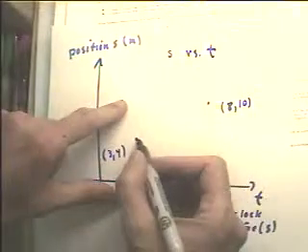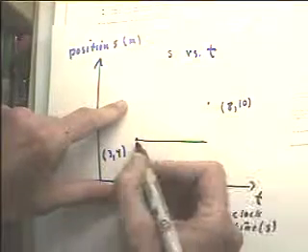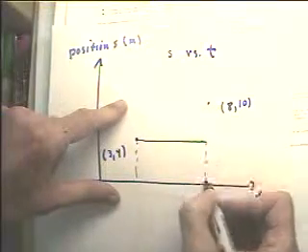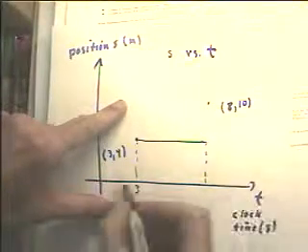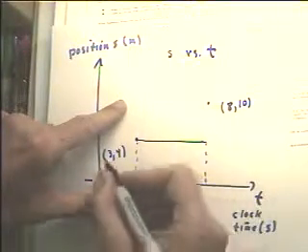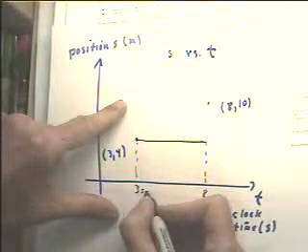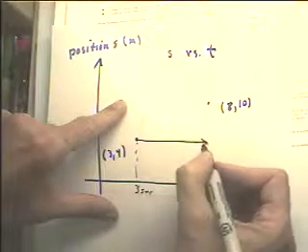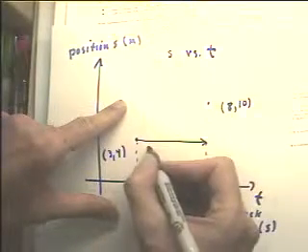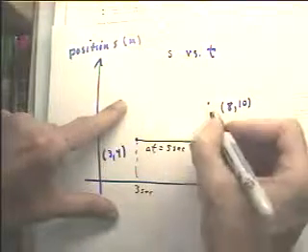The run of the graph from here to here represents the change in the clock time from 3 seconds to 8 seconds. So this run represents the change in clock time of 5 seconds.